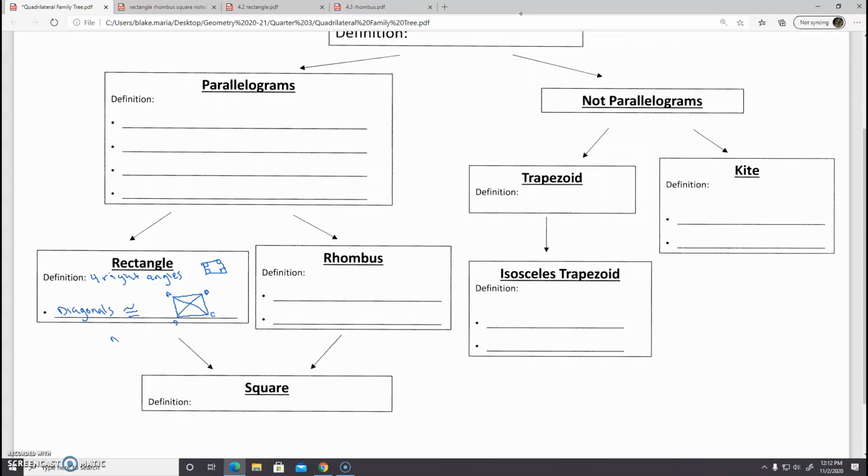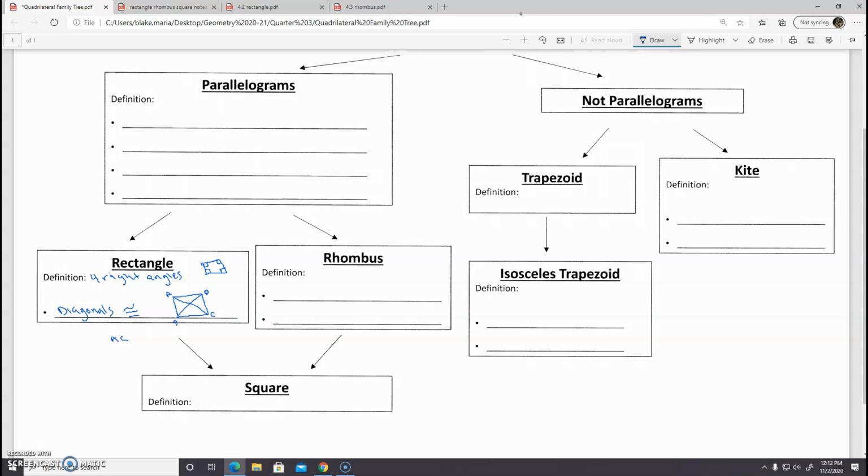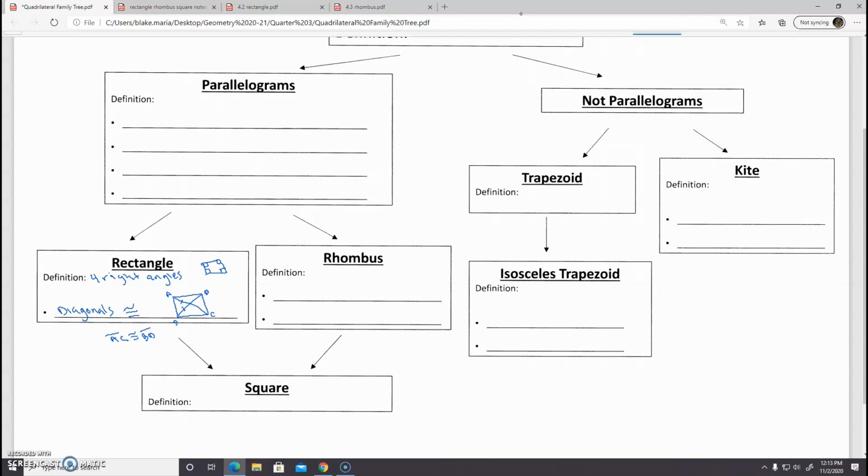It's telling you that AC, this diagonal, is actually congruent to BD. I know my handwriting is pretty atrocious, but AC and BD are equal. Those diagonals are equal. We also know that since it's a parallelogram, it's bisected. So you actually know that all of these pieces are equal in a rectangle. So you know a lot.